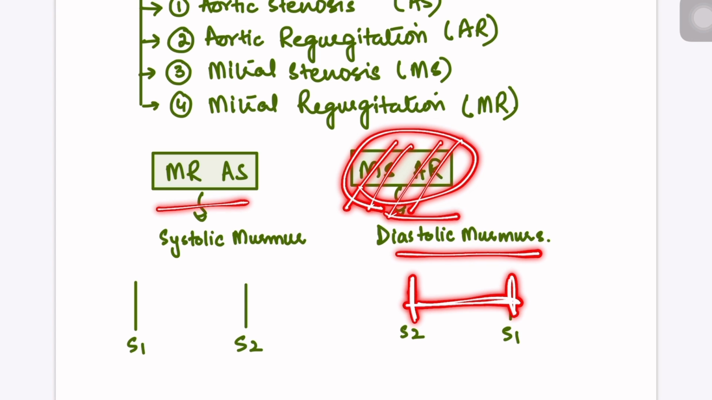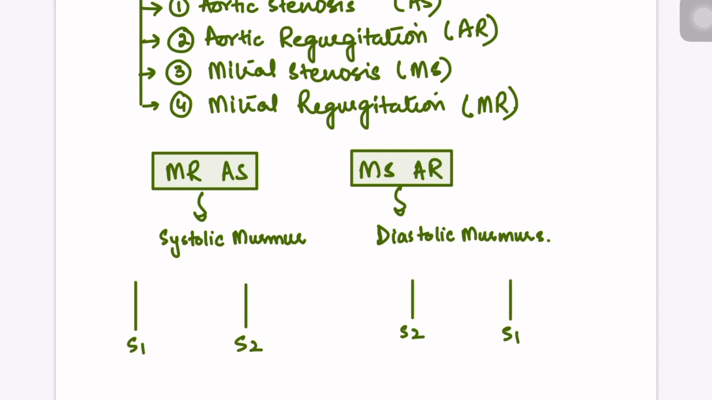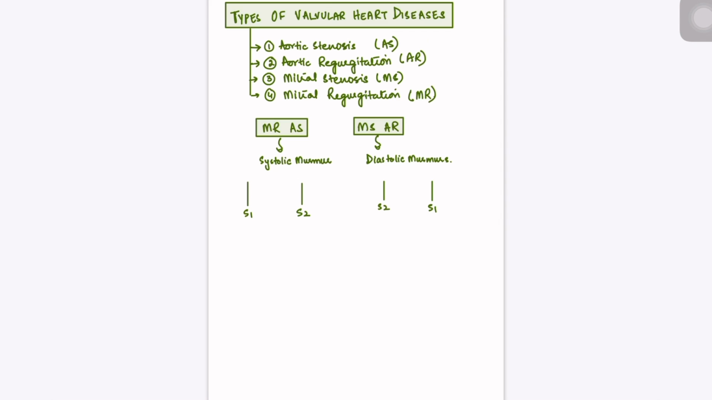You need to remember these, because in questions they will test you saying that this person came with this disease, these are the symptoms, and this person had a diastolic murmur or systolic murmur. Which of the following options is correct? So that will narrow down your options for you. This was an overview of valvular heart diseases.